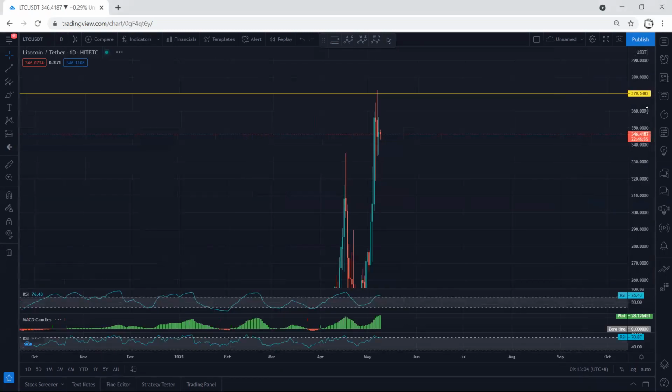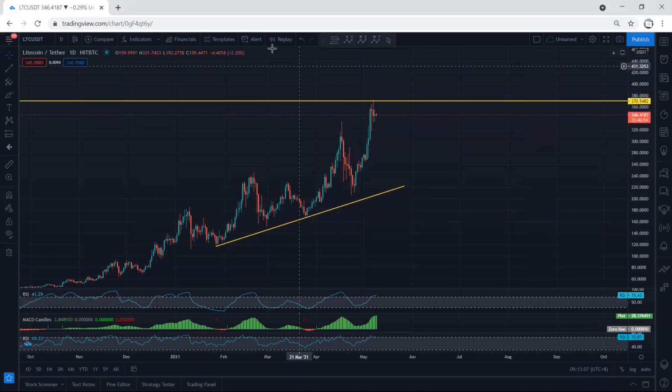We want to see what we have been looking for. First of all, we have been looking for the price to break 370. As you can see, the price tagged it, but it couldn't break. That's why we expect to get the correction here before we get the next move, because 370 is the highest price of the LTC.